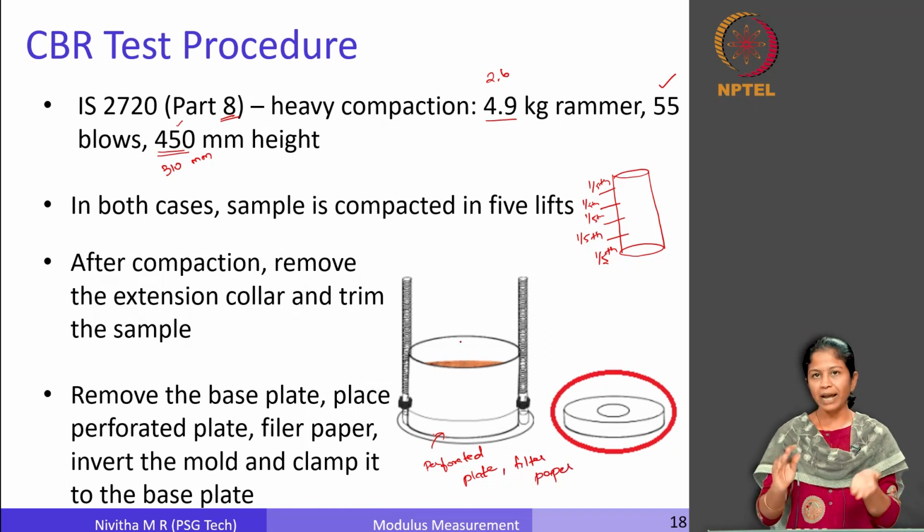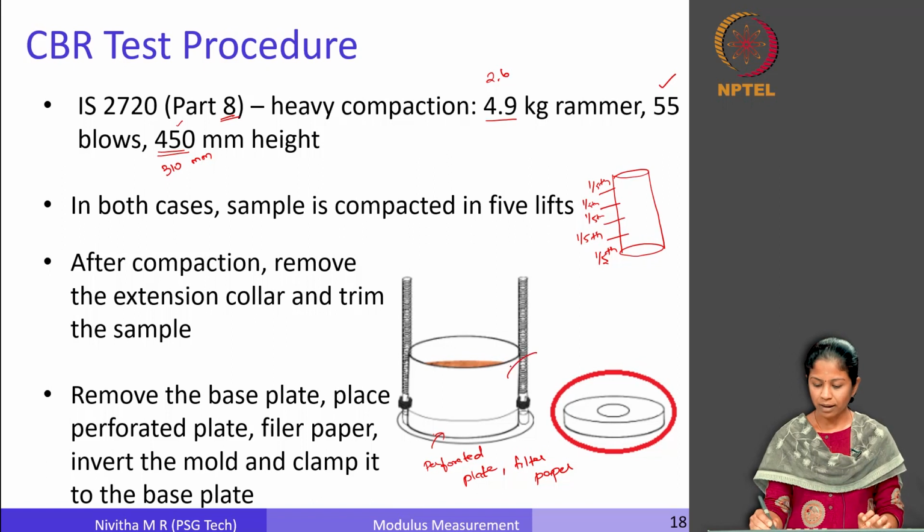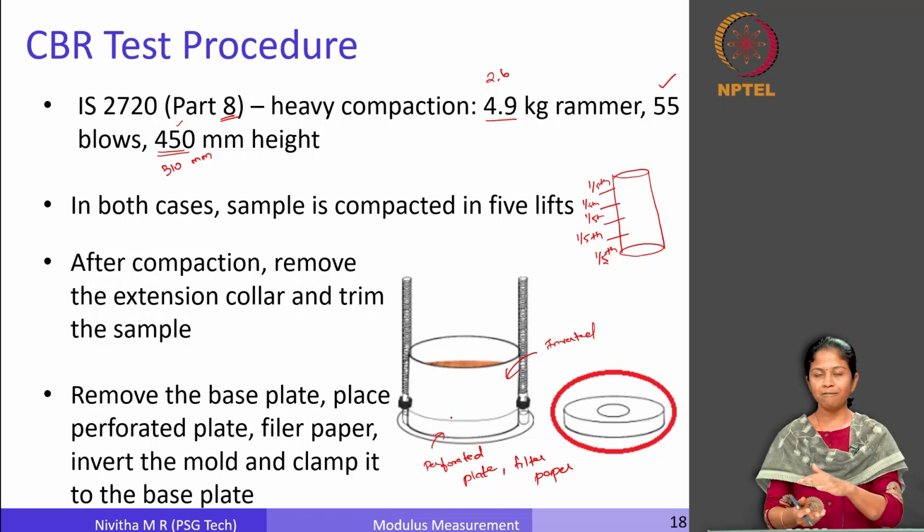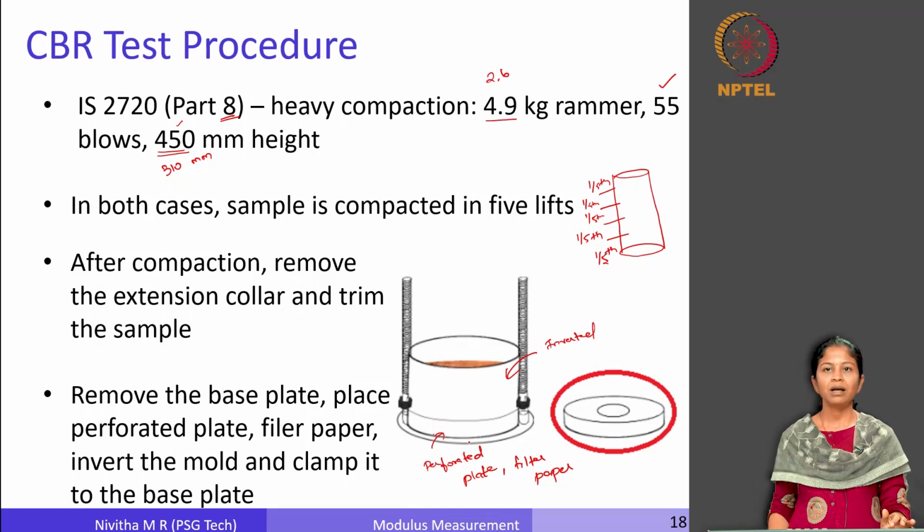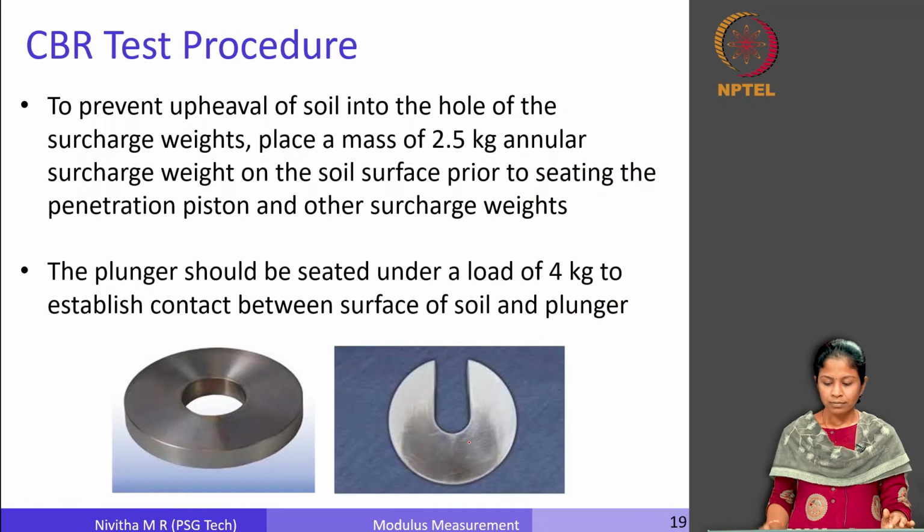Okay. This mold I will be inverting. This mold will be inverted onto this setup wherein you have a perforated plate and then you have a filter paper. It is inverted and now it is ready for testing, right. So, this is the compaction associated with the sample preparation for CBR test.